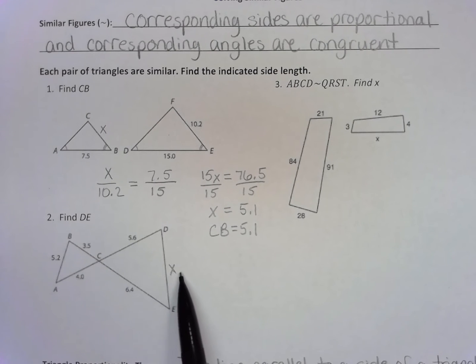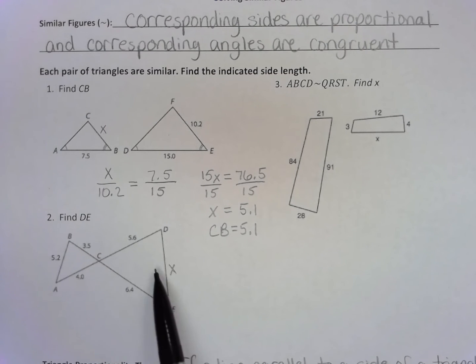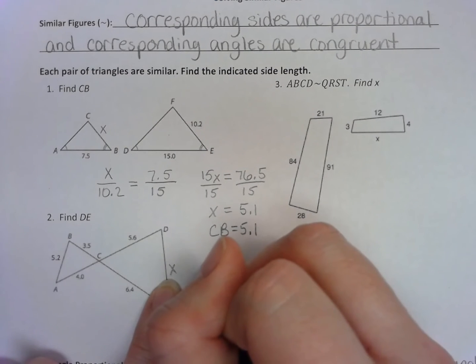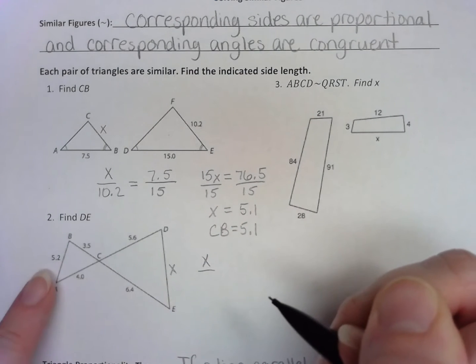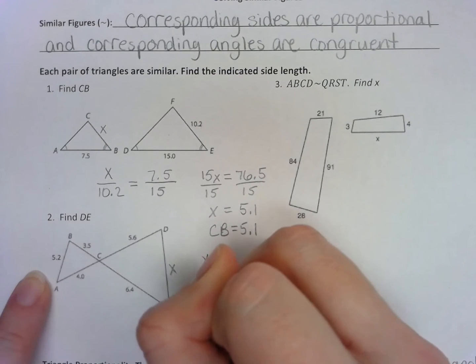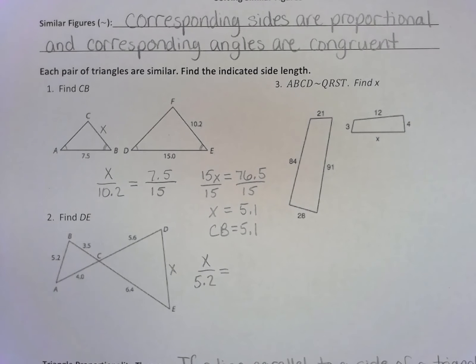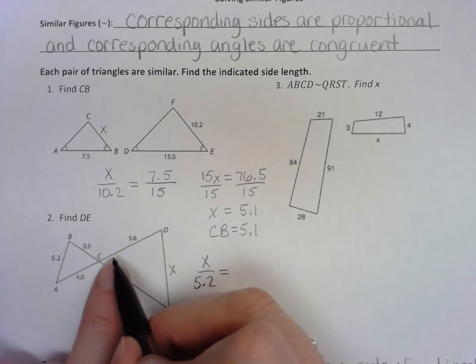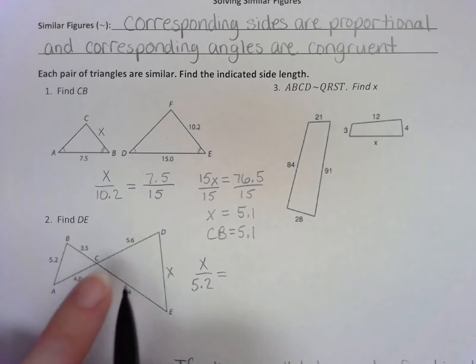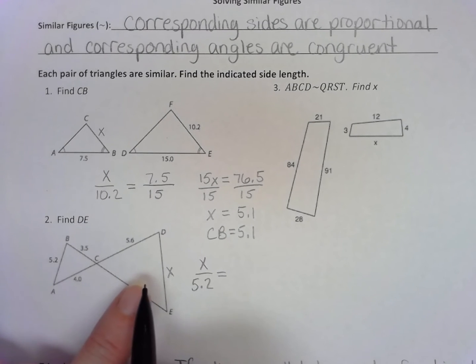So we're able to use that, knowing that they're similar, to solve for the missing side. So X is our missing side. It corresponds to BA, so that's the 5.2. And then just pick another pair of sides. It doesn't matter if you want to go with CD or even CE. But again, remember to come back to the triangle you started with.